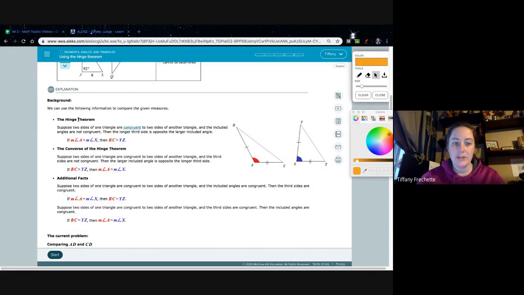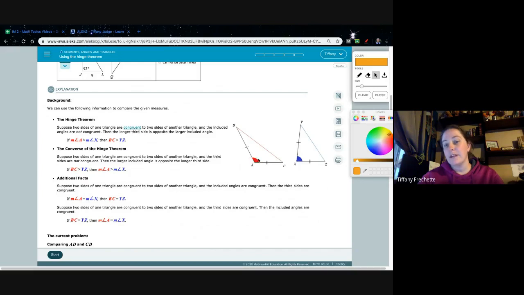So the Hinge theorem: suppose 2 sides of one triangle are congruent to 2 sides of another triangle. So I have 2 different triangles, and we can even look at this one here. 2 sides of the red triangle are congruent to 2 sides of the blue triangle, and I'm just using the red and the blue because of the angle here. So we have a mark here, 1 to 1, 2 to 2. So we have 2 sides here, 2 sides here. And the included angles are not congruent. So this area in red is not congruent to this area in blue.